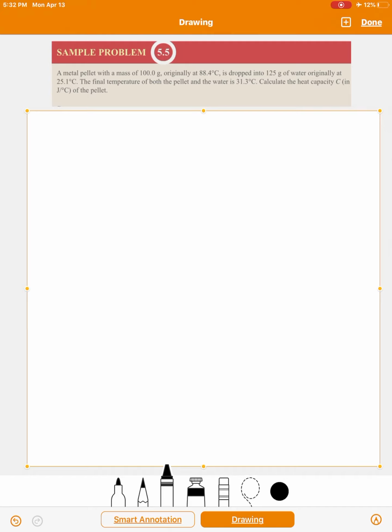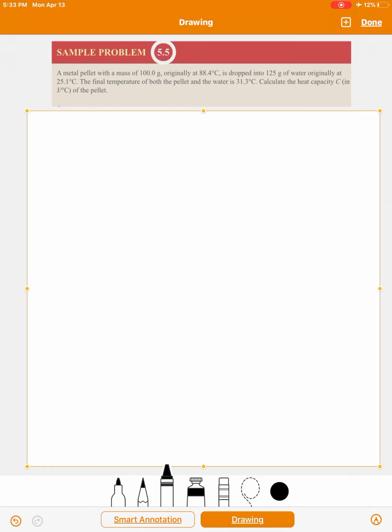Okay, here's sample problem 5.5. A metal pellet with a mass of 100.0 grams originally at 88.4 degrees Celsius is dropped into 125 grams of water originally at 25.1 degrees Celsius. The final temperature of both the pellet and the water is 31.3 degrees Celsius. Calculate the heat capacity C in joules per degree C of the pellet.